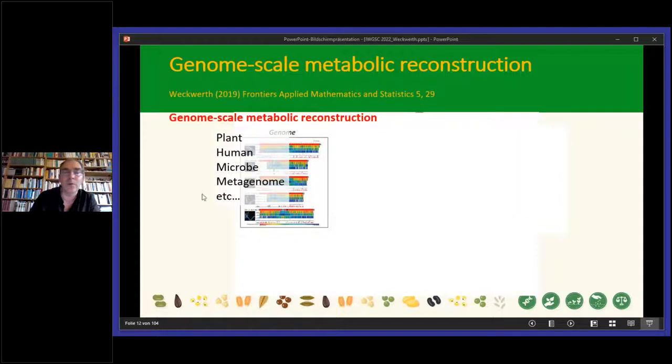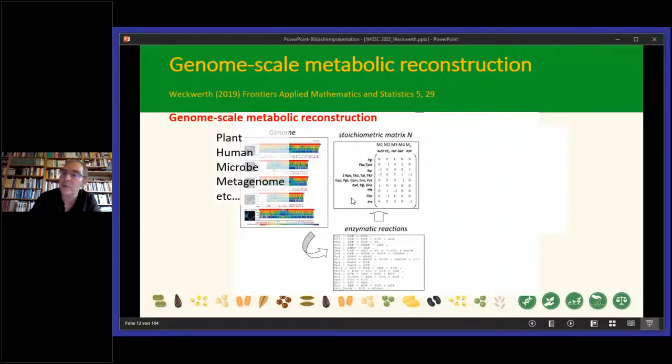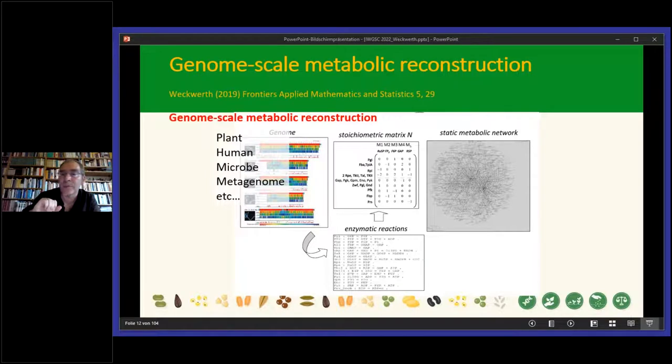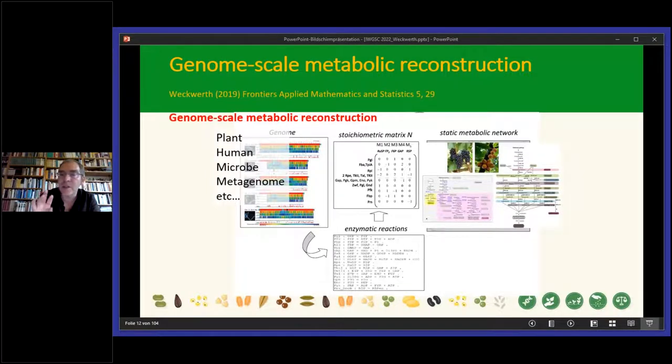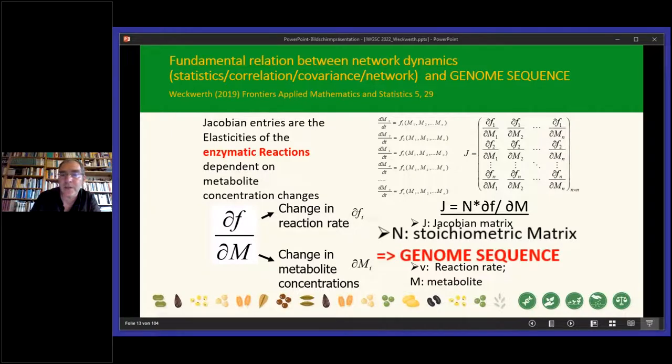What does this mean now? When you have a fully sequenced genome and you do a metabolic reconstruction, you look for orthologous genes, and you can find thousands of genes within this genome, and they constitute metabolic networks. And from these metabolic networks, you can design a stoichiometric matrix, an interaction matrix, describing how metabolites interact through enzymatic reactions. And this gives you a static metabolic network, which is indeed static information. It does not cover any dynamic information, in contrast to the correlation network. However, it gives you the underlying connectivity of the metabolic network. And this is indeed part of the equation. So the stoichiometric matrix, directly generated from the genome sequence, is part of the Jacobian. So this is indeed a genotype-phenotype equation, which we observe here.